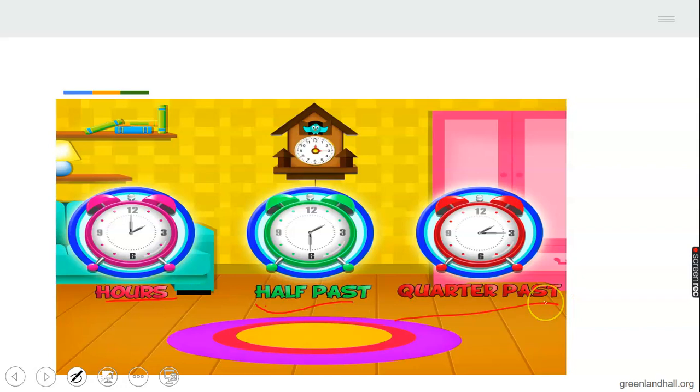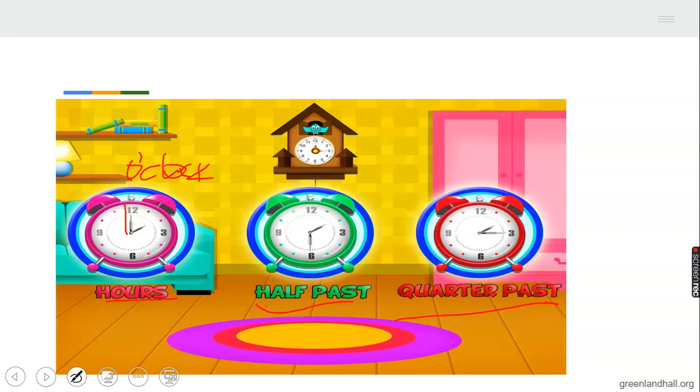Which one is hours? When the long hand is on 12. That's also o'clock. Say o'clock. Okay, when the long hand is on 12, that's o'clock. When it is on 6, that's half past. You know that half of 12 is 6. So when the long hand, the minute hand, is on 6, that's half past.